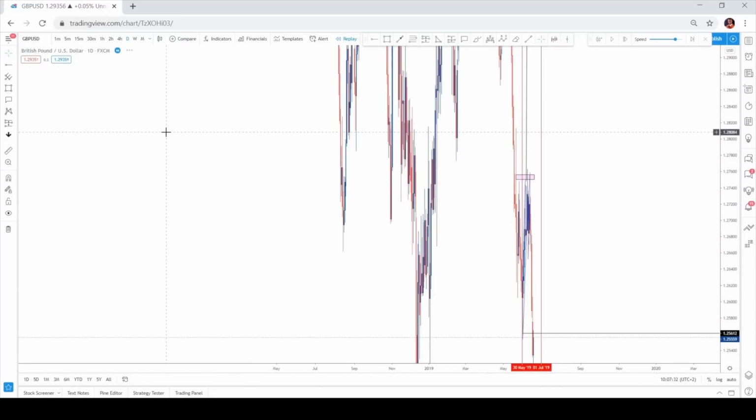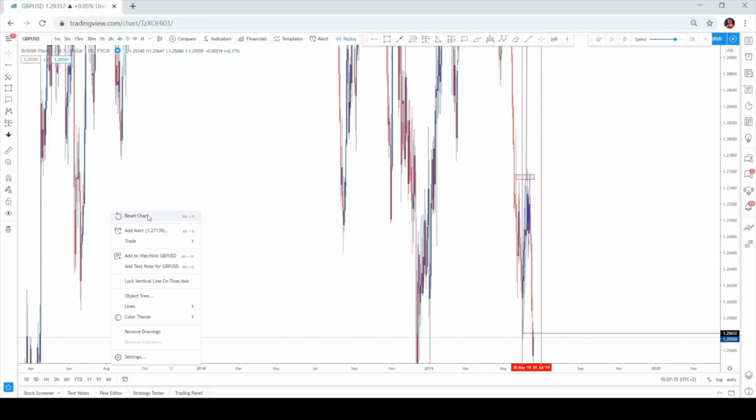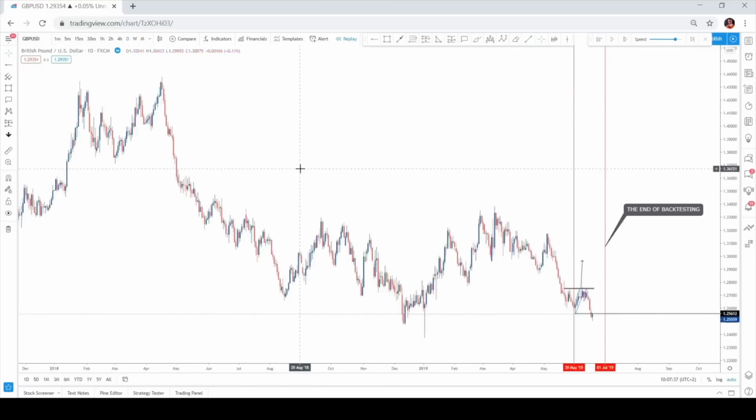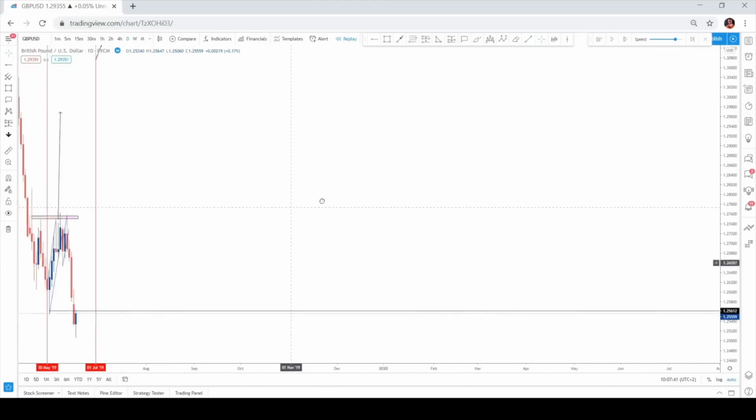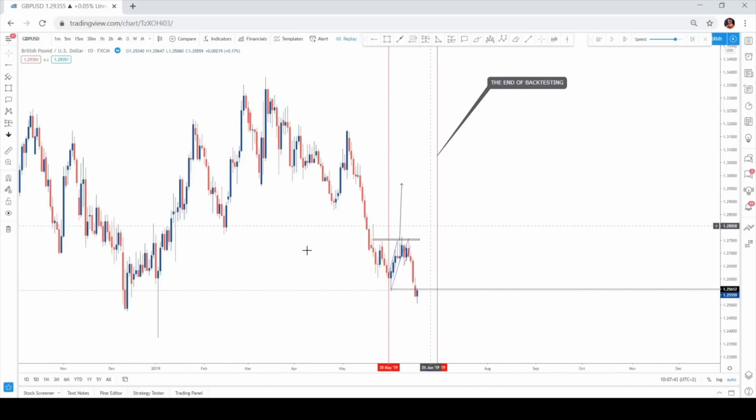We go back to the bigger picture. What does the bigger picture have for us? The bigger picture is telling me that, okay, it was respected previously. So this is an area of sensitivity. That is why the price literally turned on that level.